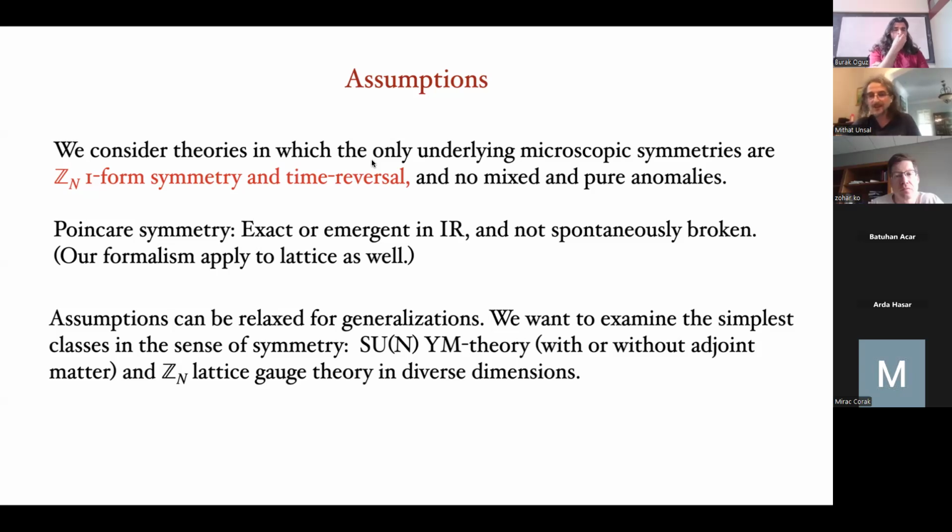For example, this doesn't allow for chiral symmetry, but in this class of theories, there are many interesting gauge theories. For example, Z_N lattice gauge theory is in this class. Yang-Mills theory is in this class. You can add to Yang-Mills theory some adjoint scalars and deform it to theories which will satisfy this. You can add adjoint matter if you wish. Okay.